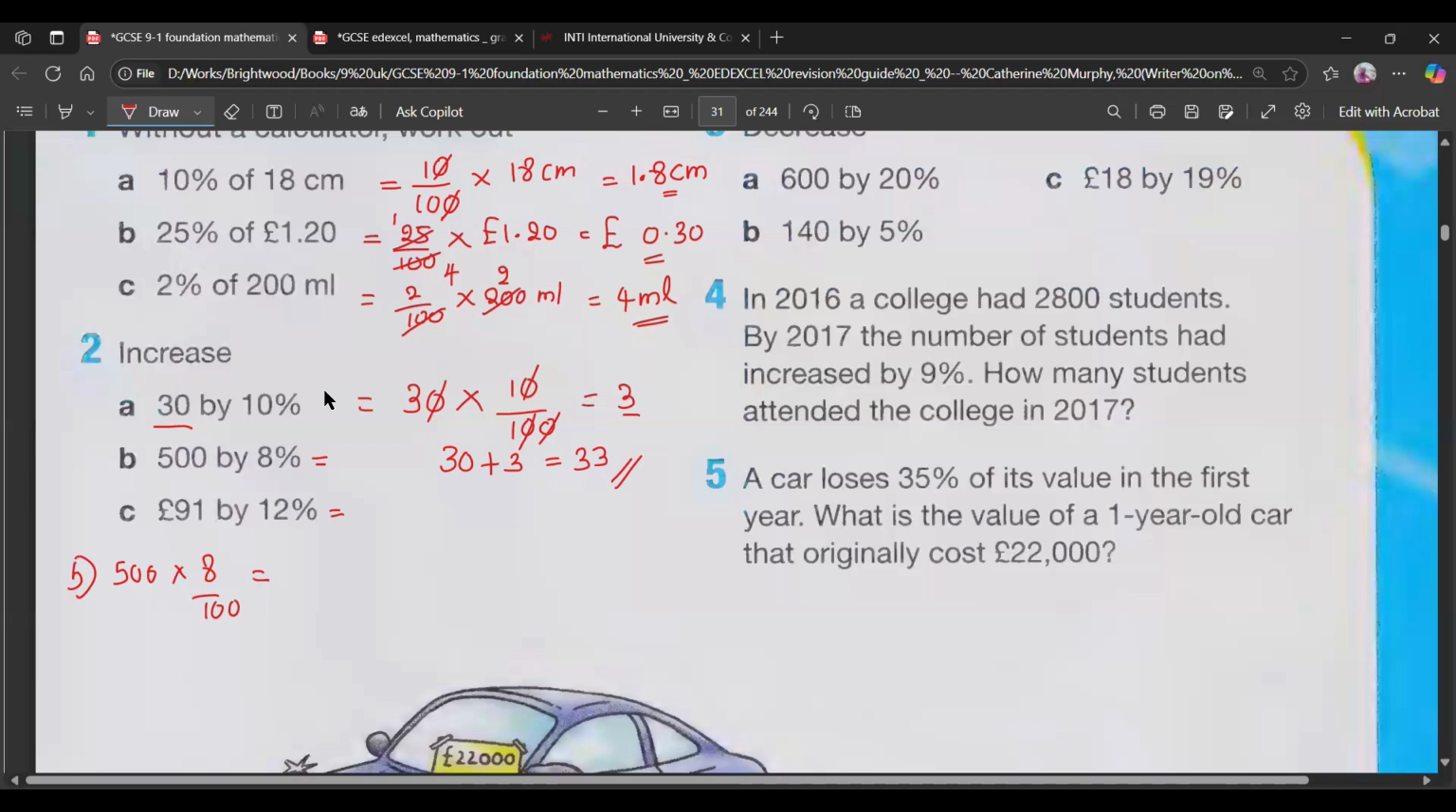So here 500 by 8%, the two zeros cancel. It is 40. So the value is 500 plus 40, so it is 540.